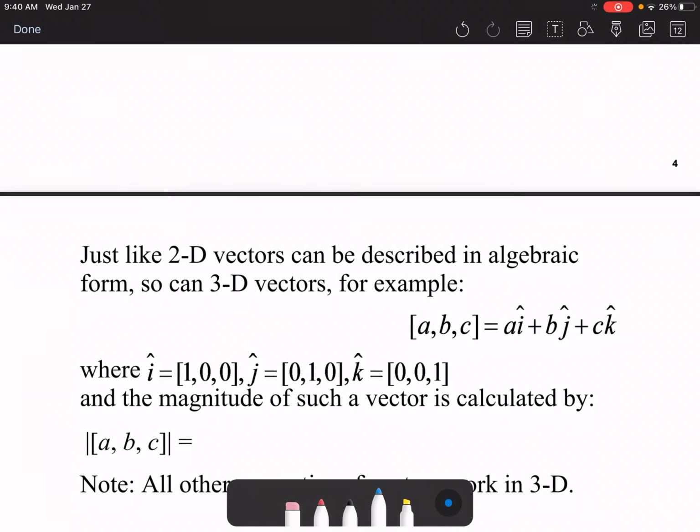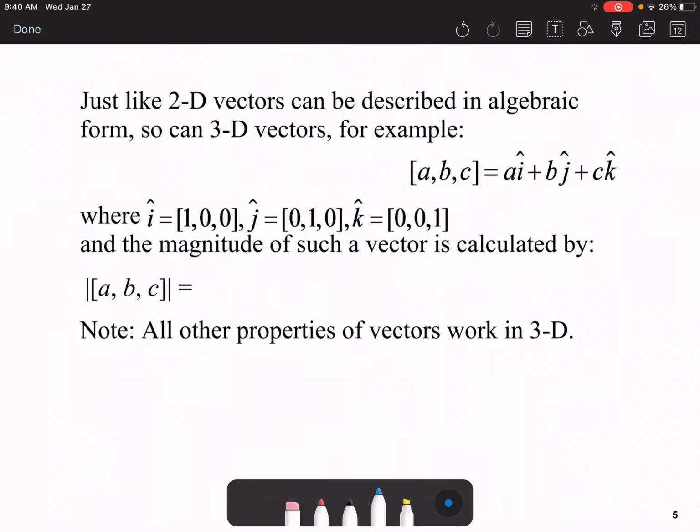Okay, so moving right along. Just like any two-dimensional vectors, vectors can be described in algebraic form, so can 3D vectors. So the vector A, B, C can be written as Ai plus Bj plus Ck, where i is 1, 0, 0, j is 0, 1, 0, and k is 0, 0, 1. And the magnitude of such vectors can be calculated by taking a squared plus b squared plus c squared, and putting it all under a square root.